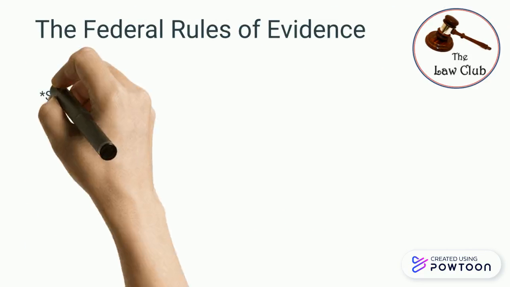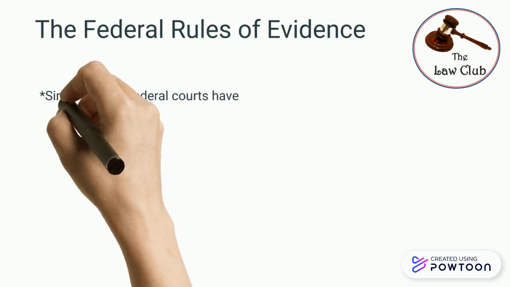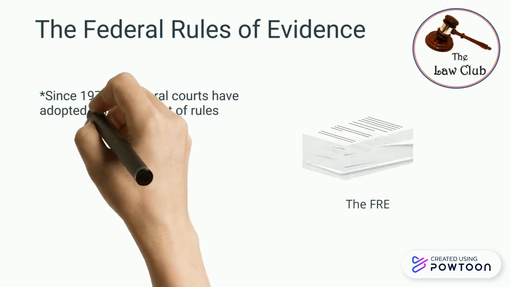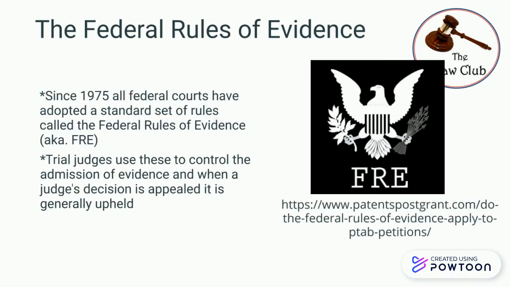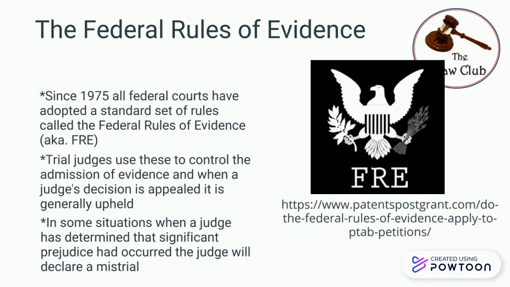Since 1975, all federal courts have adopted a standard set of rules called the Federal Rules of Evidence. Trial judges use these to control the admission of evidence, and when a judge's decision is appealed, it is generally upheld. In some situations, when a judge has determined that significant prejudice has occurred, the judge will declare a mistrial.